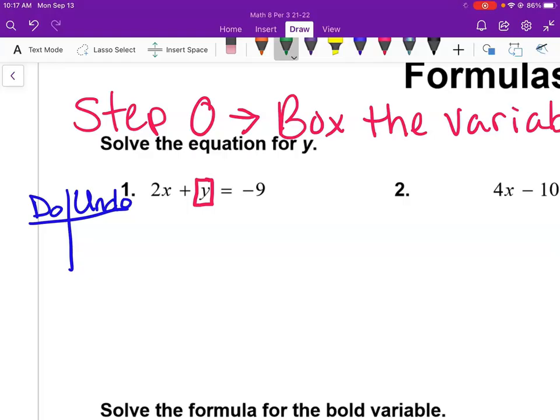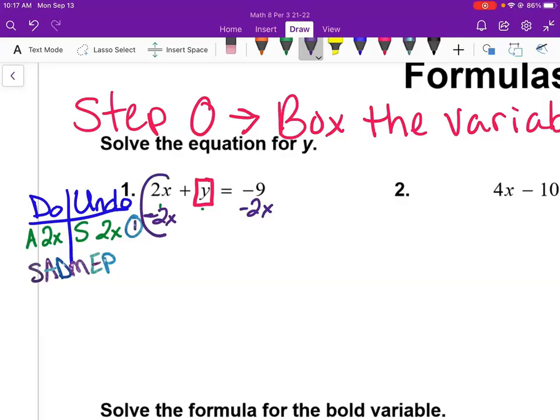So now we say what's going on between 2x and y, and so we're adding 2x. So we undo that by subtracting 2x. Now, is there anything else on the side with the y? Nope. So we go through. It's sad meep. We do exactly the same as we've been doing. So we're going to do subtract 2x, subtract 2x. These guys are opposites. Okay.